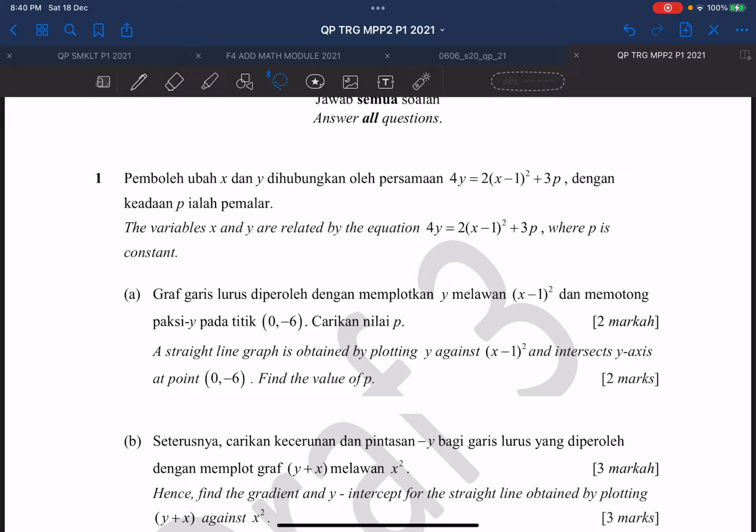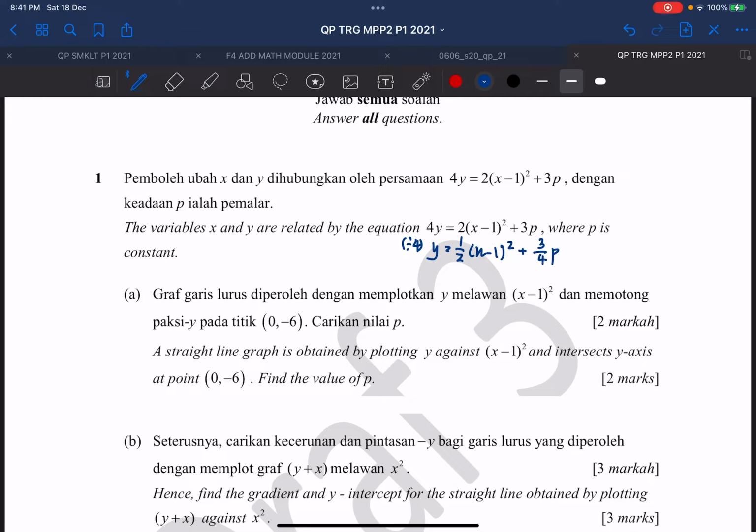So first of all, we need to modify the equation given, or express the equation given in the form of y equals mx plus c to determine our gradient, or to determine our y-intercept, which is plus c, the constant. The first step will be we divide the equation by 4 on both sides. So we get y equals 1 over 2 (x minus 1) squared plus 3 over 4 p.